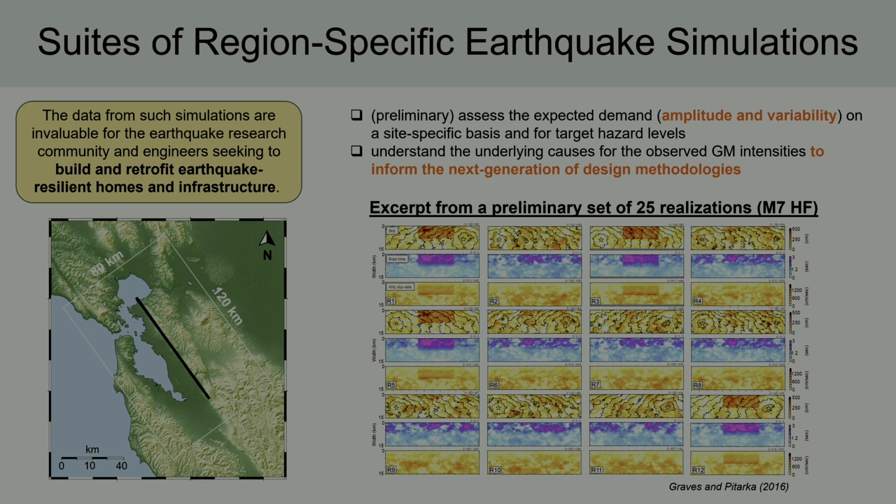Today I'm going to focus on what I call here the preliminary set of 25 realizations, and you can think about this as the generation coming right before the latest generation of ground motions that are currently available on the database with the beta users.